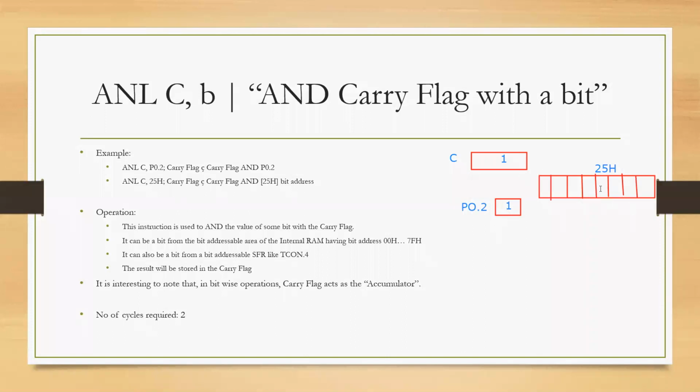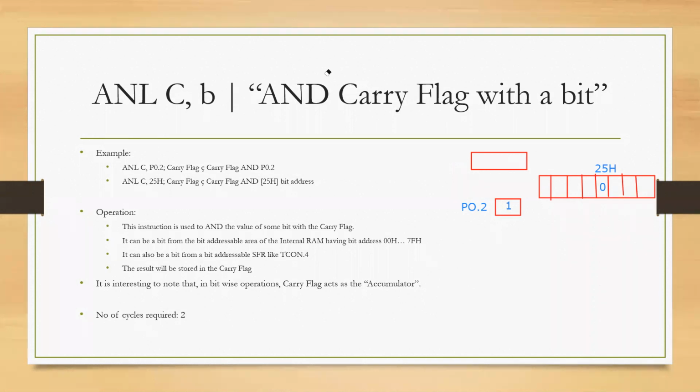And the value in 25 hex location will be 0, so that you get 25 hex location containing the value 0 and the carry flag containing the value 1. So let's see the next instruction. ANL C, 25 hex: the carry flag C gets the value of carry flag AND the 25 hex memory location. So the carry flag value is 1, and 1.0 gives the value 0.